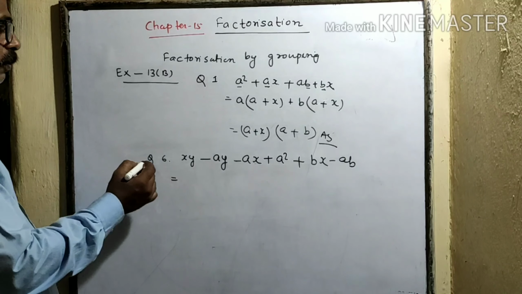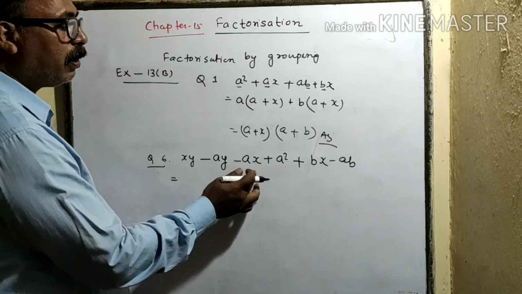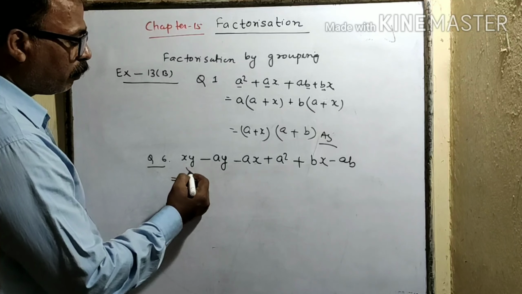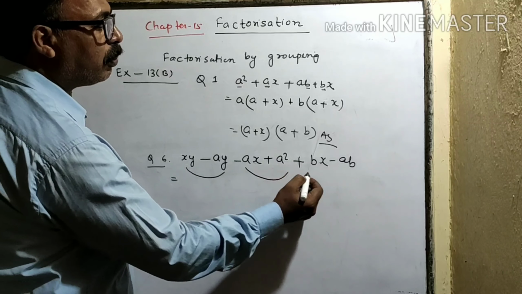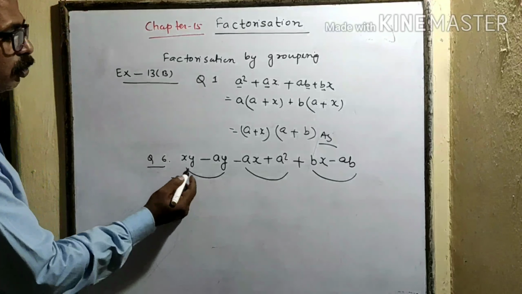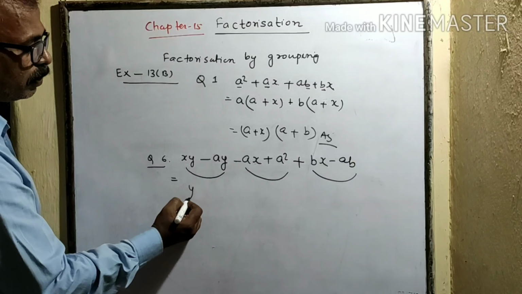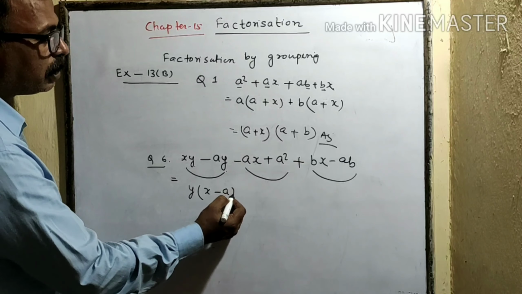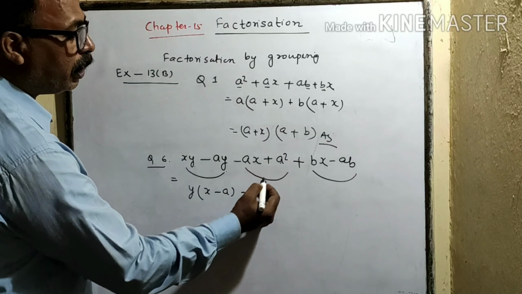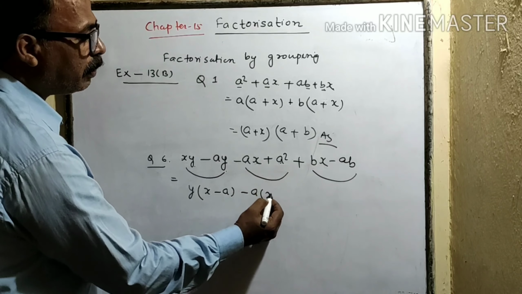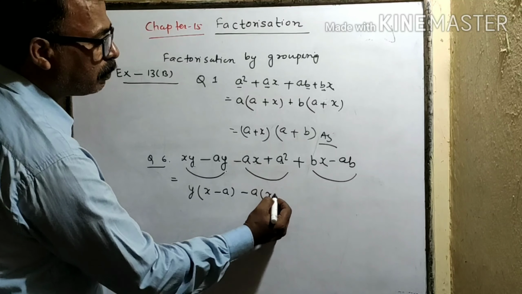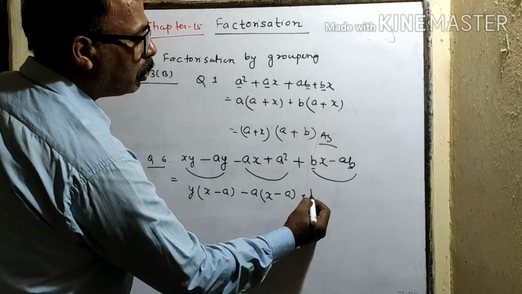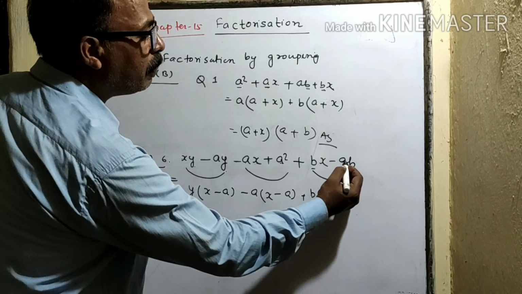Now we are in question number 6: xy minus ay minus ax plus a square plus bx minus ab. Between these two and between these two we'll take groups. Between xy and ay, y is common. So y is common, so x is left. Here y is common, so a is left. Here between these two a is common, so x is left; a is taken common, so minus a. And here between these two b is common. So it will be x, and from here b is taken.